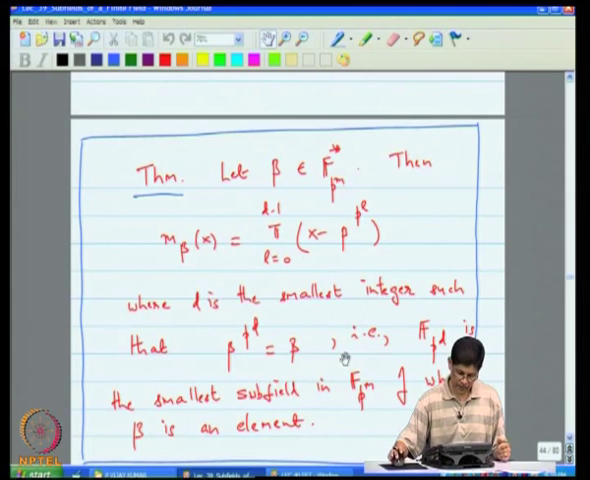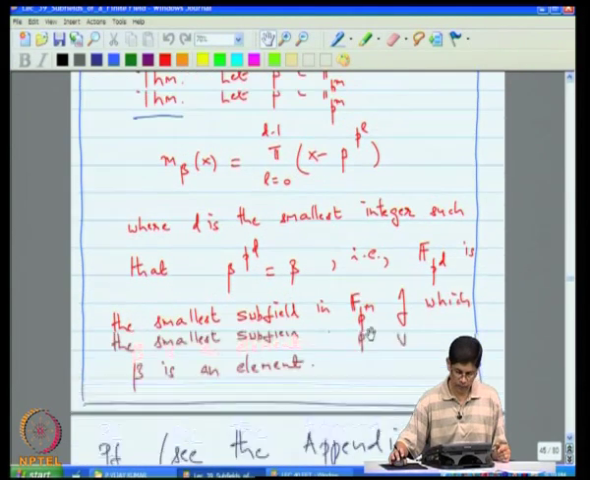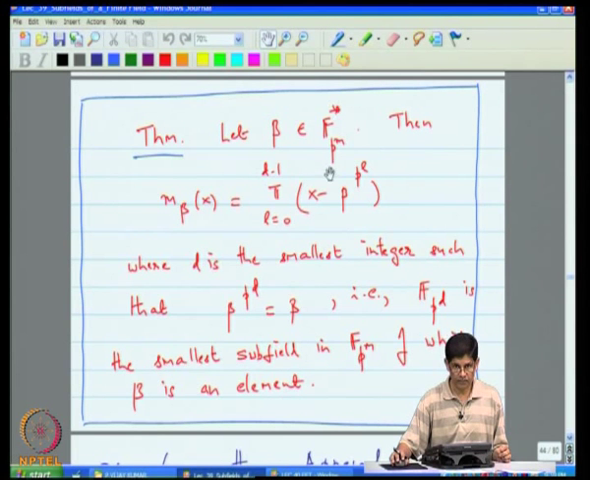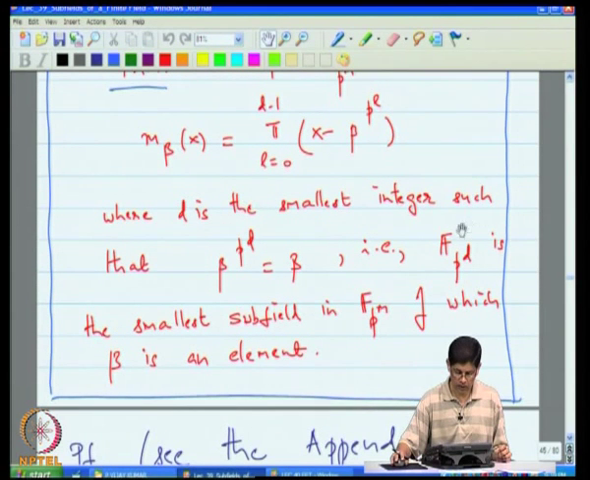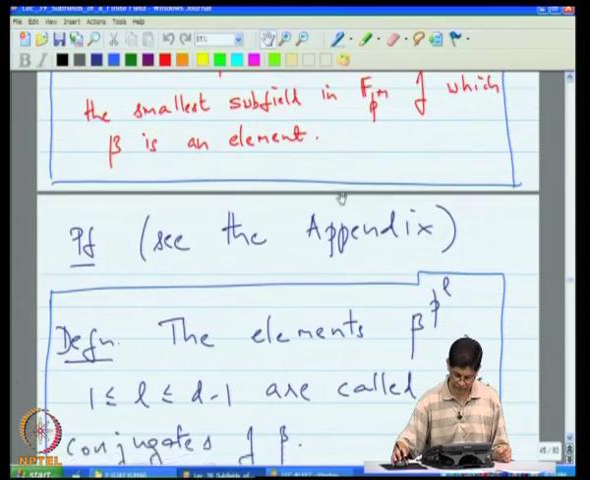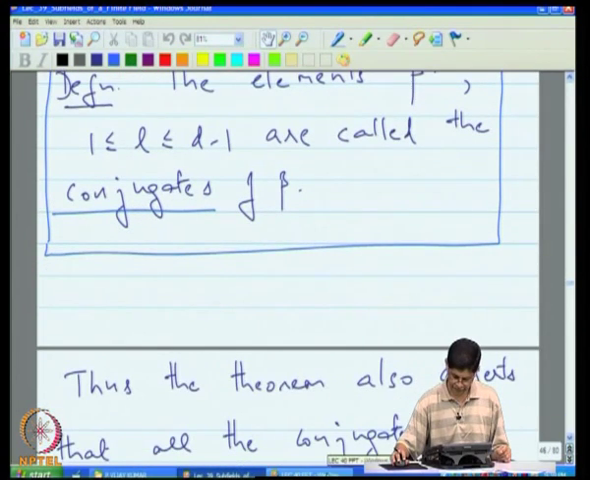Then there is a theorem, which we will not actually prove here, which says that the minimum polynomial of an element beta is precisely the product of all linear factors of the form x minus beta to the p to the L, where L goes from 0 to d minus 1. So, what is this d? d is the smallest integer such that beta to the p to the d is beta. That is, the finite field of size p to the d is the smallest subfield in F p to the m of which beta is an element. Proof is in the appendix.